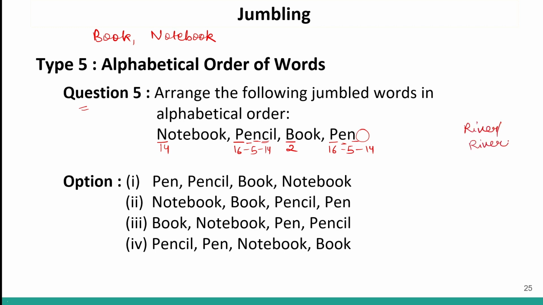Okay. Using the same concept, pen will come before pencil because this word has ended. It does not have any more letters to compare. So pen will come before pencil in dictionary order. So our answer will be book, notebook, pen and then pencil, which is option number 3. So option number 3 will be our correct answer. Okay.